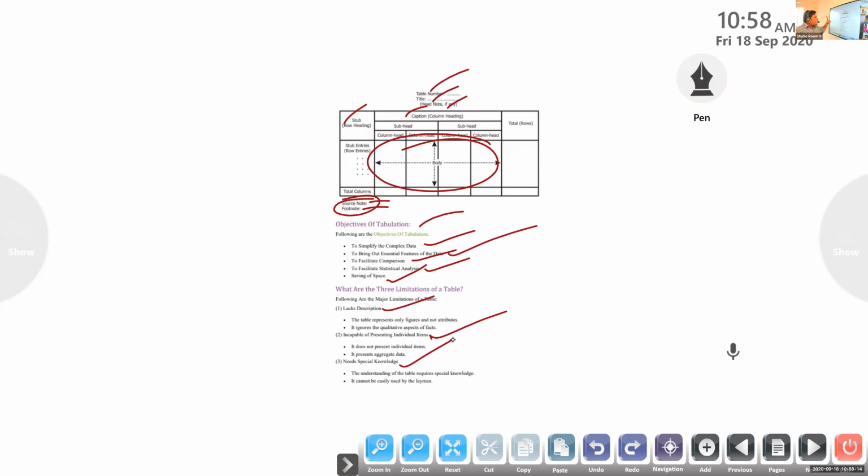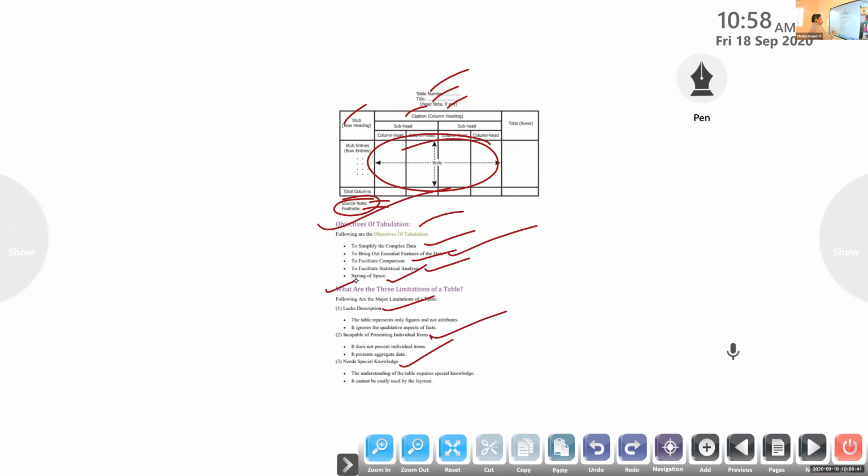So it is too important in statistics to present data. Tabular presentation is too important for us. So questions are there. First question, we discussed what are the parts of a table. Next one, what are the objectives of a table. And already we discussed what are the different types of classification: quantitative, qualitative, spatial, and temporal. Next one, objectives of tabulation. That is an important question.